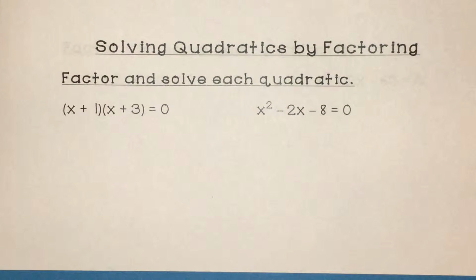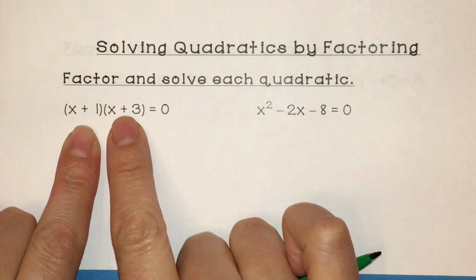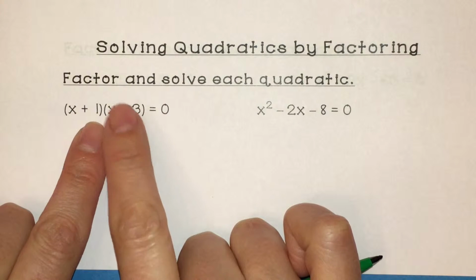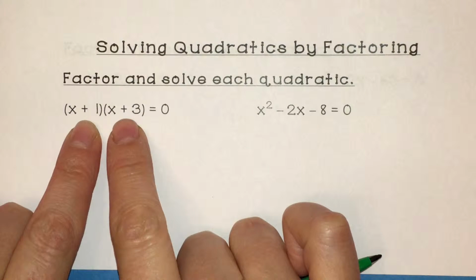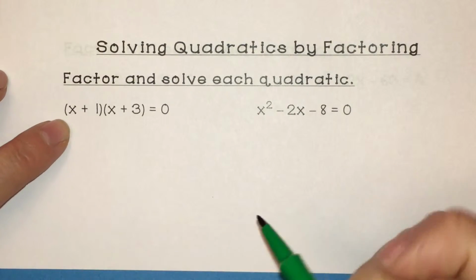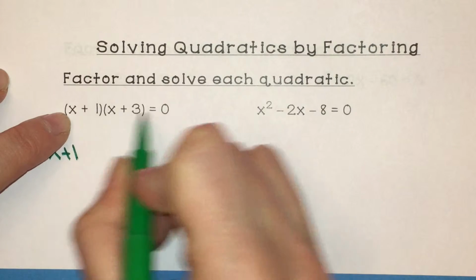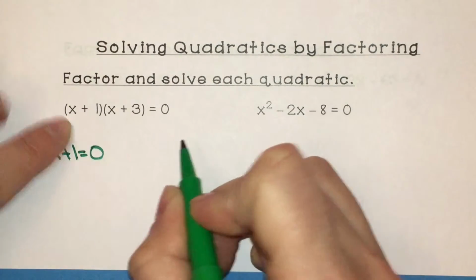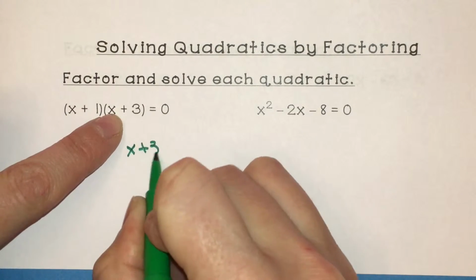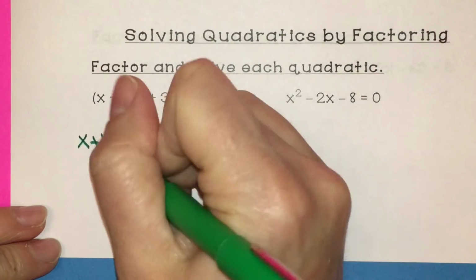This one's already factored for us, but in order to solve for this quadratic, you're going to take each set of parentheses and set them both equal to 0 and just solve for x. So in this case, we have x plus 1 in the first set of parentheses is equal to 0, and x plus 3 is equal to 0. Now we're just going to solve for x.